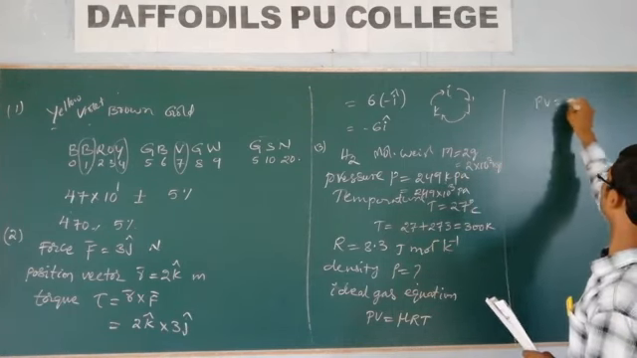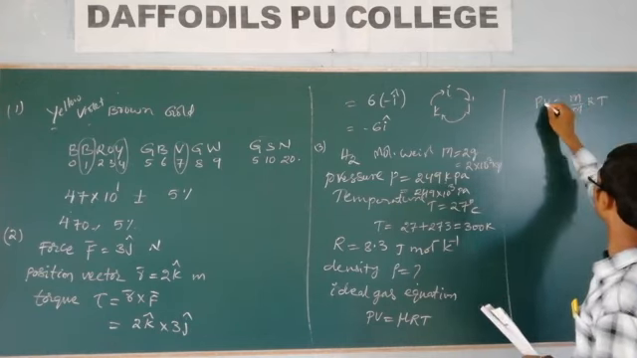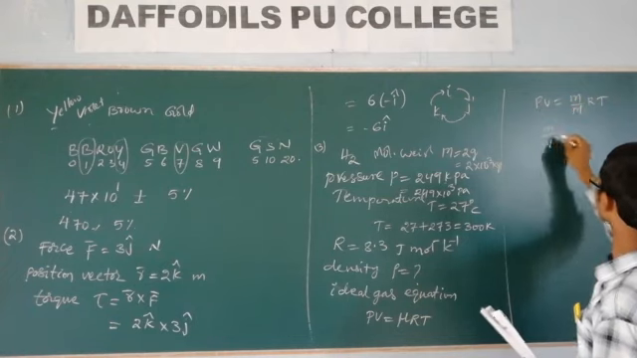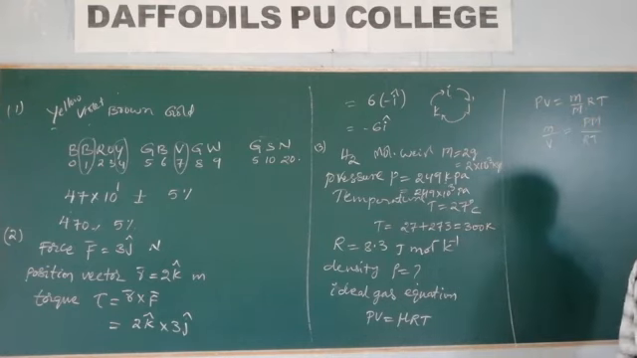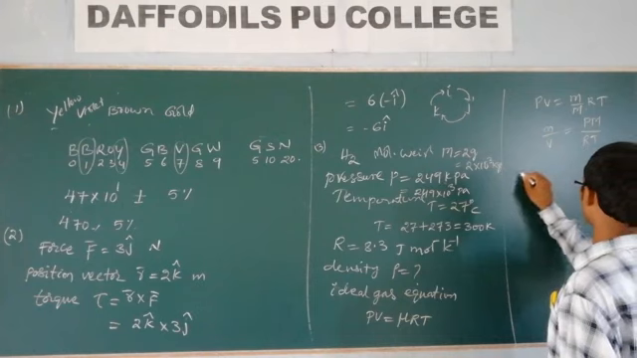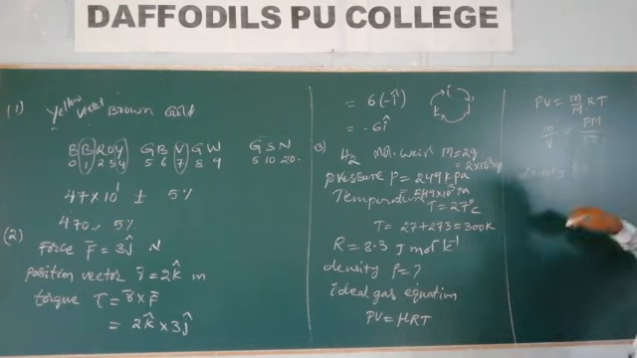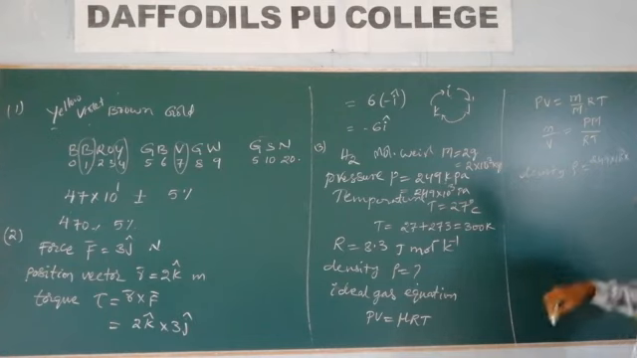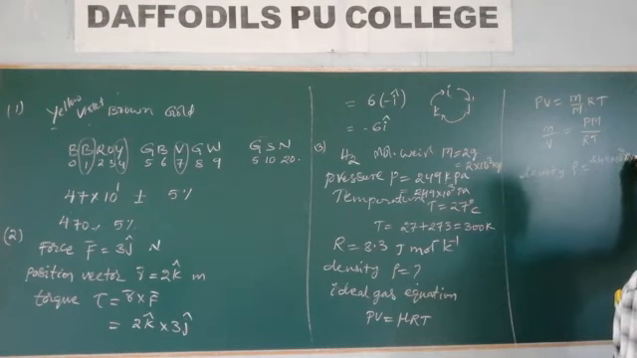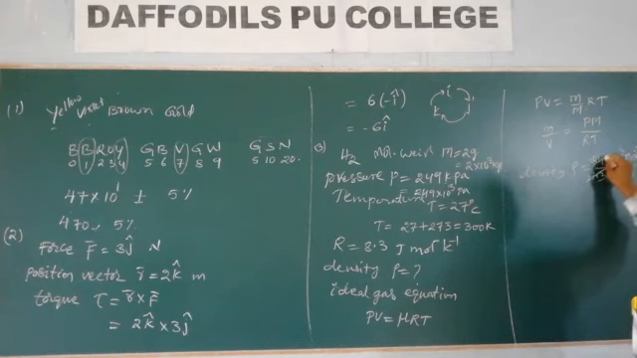Now PV equals mass by molar mass into RT. If you bring the mass to this side, m by V equals PM by RT, which is nothing but density, mass per unit volume. So rho equals 249 into 10 power 3 into molecular weight 2 into 10 power minus 3, divided by R, 8.3 into 300.